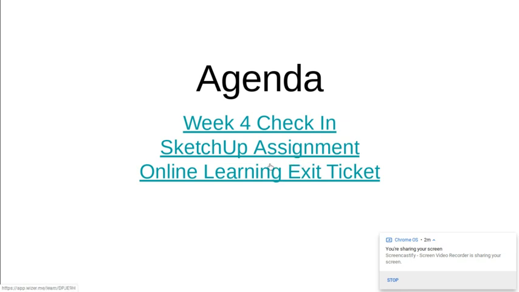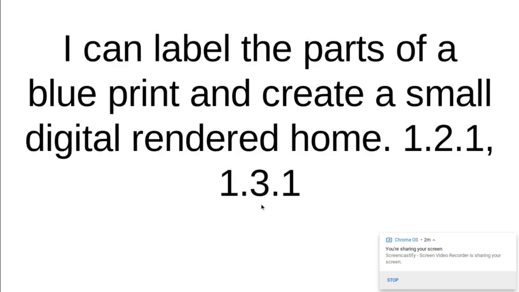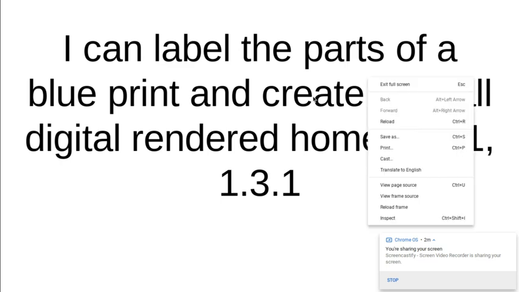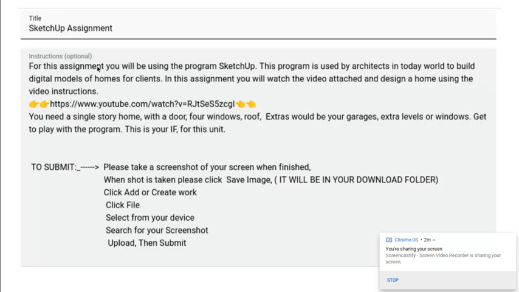One thing that is missing on here is that we are going to go over the blueprint notes and information to help you fill out this online learning exit ticket. So what we're going to do, your task is to label all the parts of a blueprint and to create a small digital rendered house. Those are the two things that we're focusing on. Again, we're focusing on blueprints and we're also focusing on rendered homes. So here we go. The first thing is that SketchUp assignment.